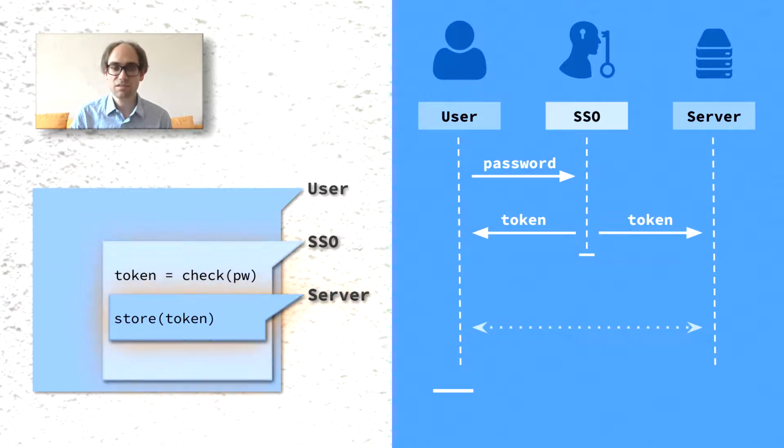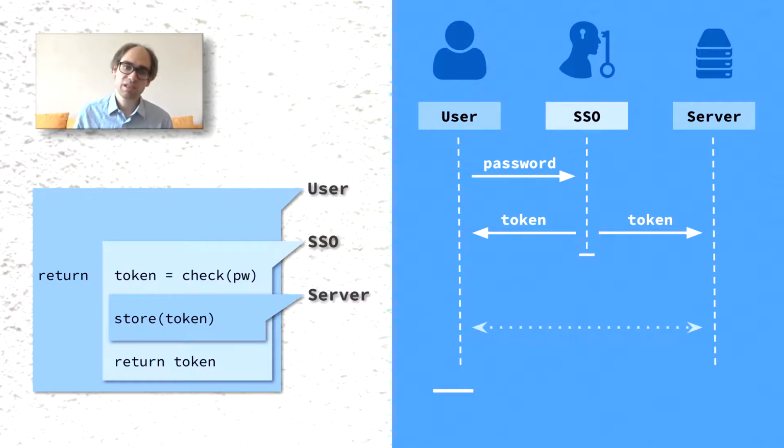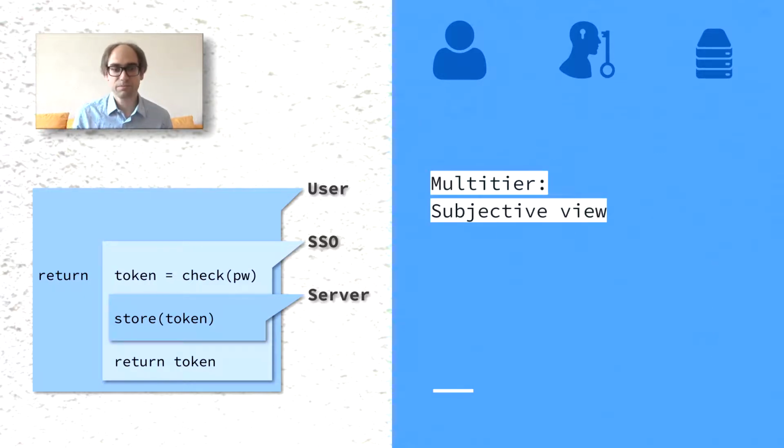As a last step, the SSO component returns the session token to the user, so the user receives the token as well. So in multi-tier programming, the language provides means to go from one location to another to execute some code on a different component. Because that code is then written from a specific component's perspective, we call this view in global programs subjective.